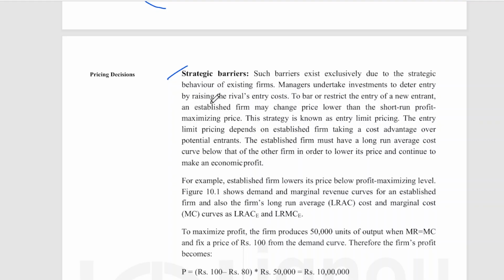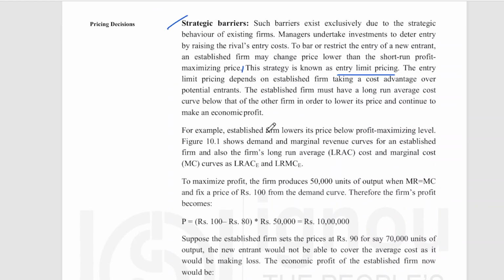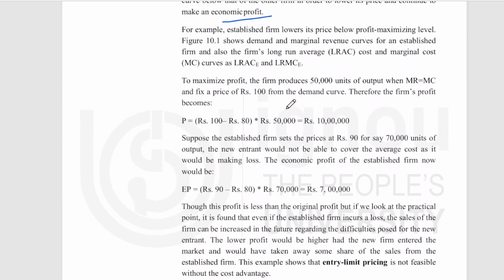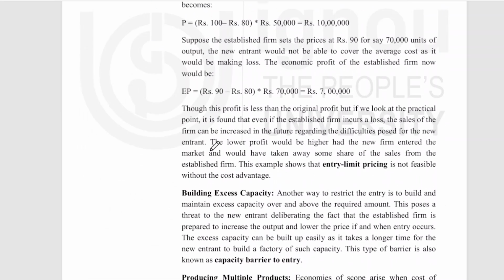To bar or restrict the entry of a new entrant, an established firm may set a price lower than the short run profit maximizing price. This strategy is known as entry limit pricing. Entry limit pricing depends on the established firm having a cost advantage over a potential entrant, and the established firm must have a long run average cost curve below that of other firms in order to lower its price and continue to make an economic profit. Example is here, please go through it.